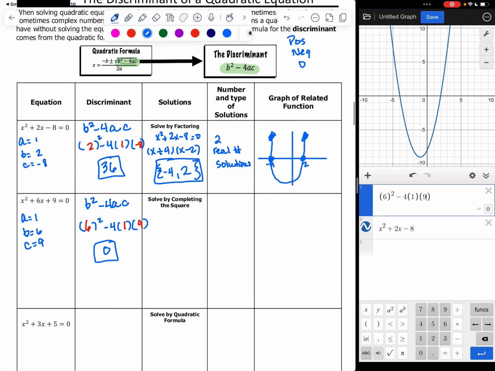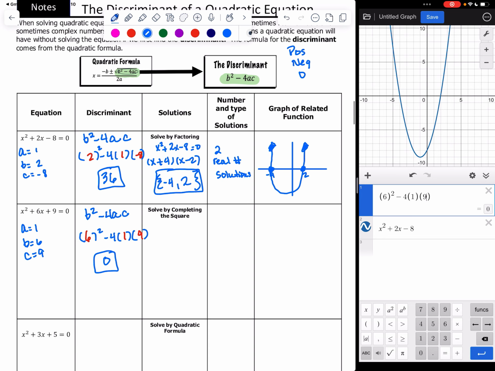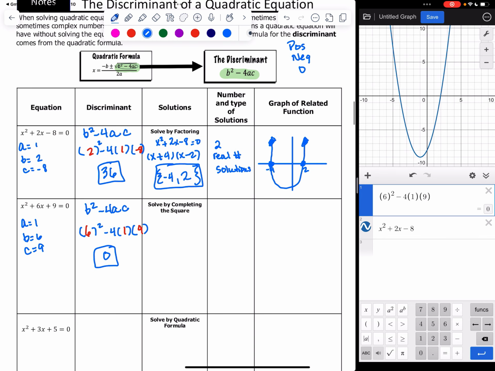That's another possibility when you calculate the discriminant. Sometimes you're going to get 0. All right, now in this problem, we could actually solve this one by factoring because 0 is a perfect square, but they want us to solve it by completing the square.